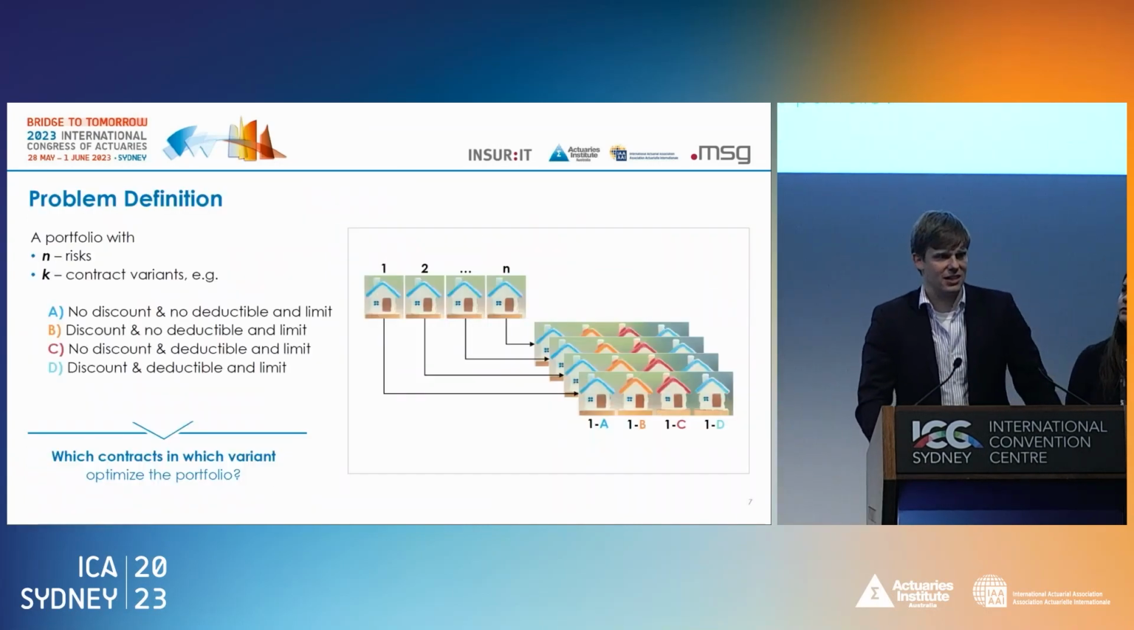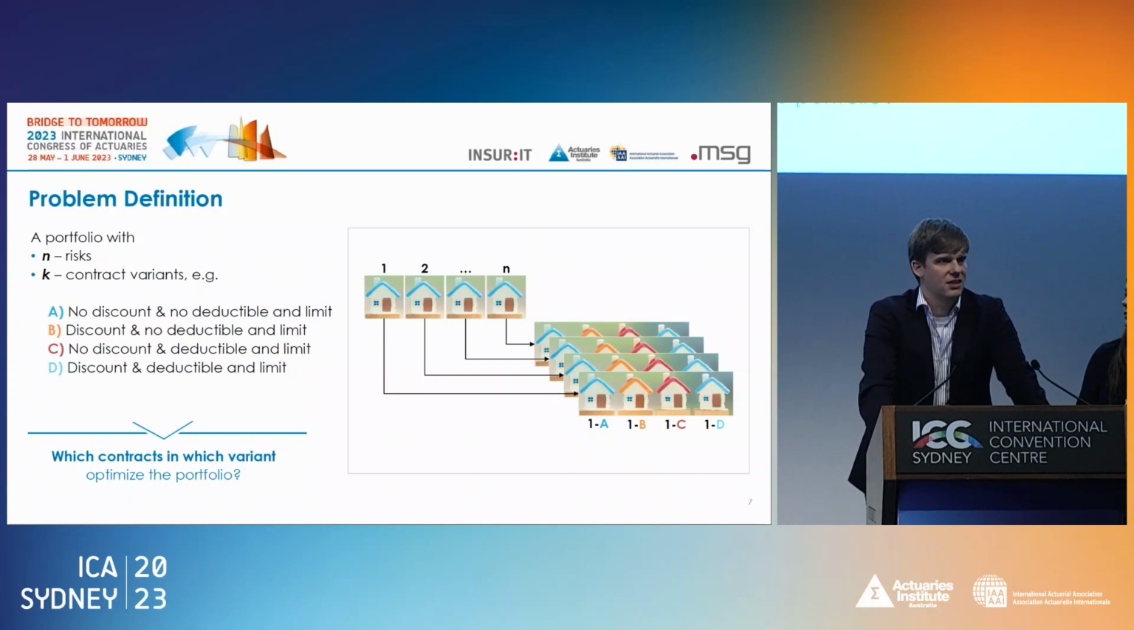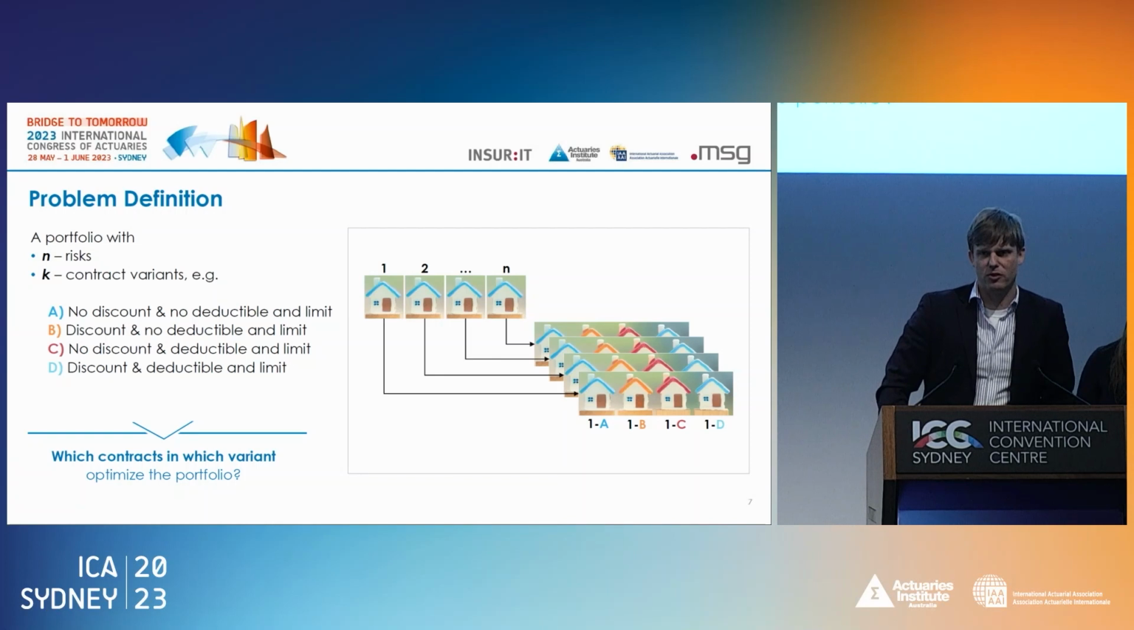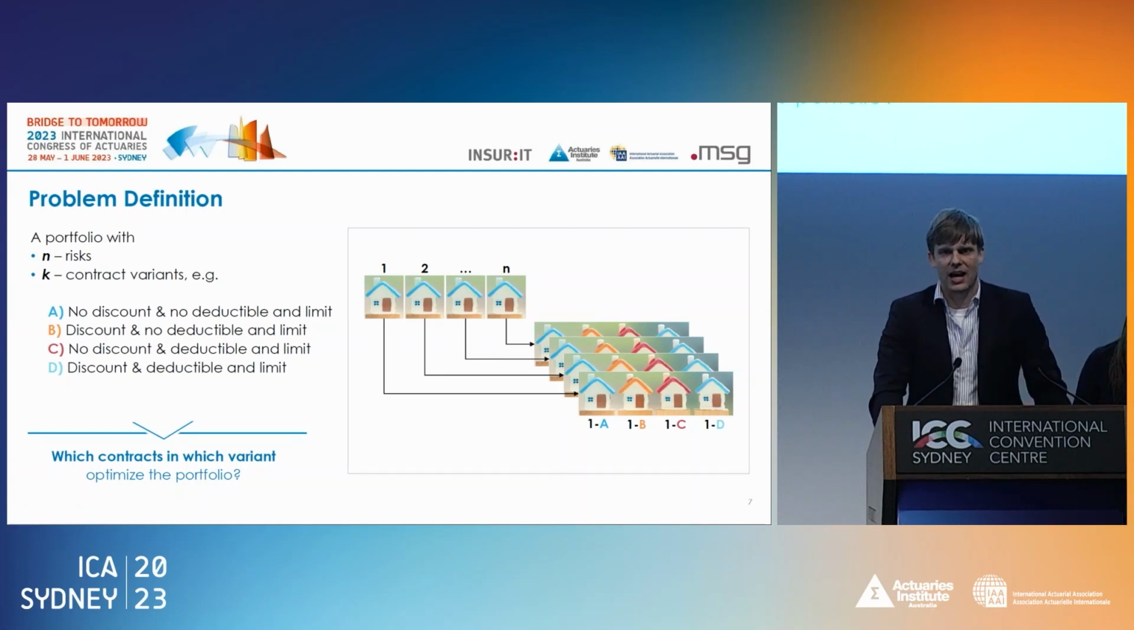So, how do we start? We have an anonymized earthquake portfolio from an insurer with N risks. So, what are N risks in this? As we have a commercial portfolio, there were commercial buildings which could have different coverages with K different contract variants. What would that be? We could have different discounts, we could have deductibles or limits.